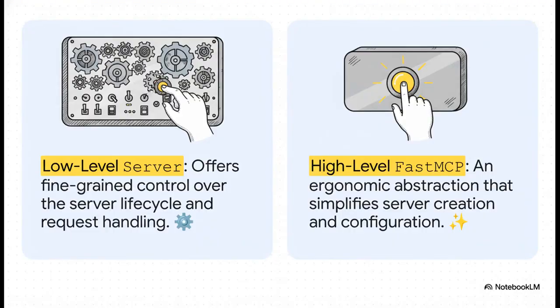So, when you're building a server, you basically have two paths you can take. There's the low-level server class, which gives you really fine-grained control over every little detail. But for most cases, you'll likely want to use the high-level FastMCP class. It's a much simpler, more ergonomic abstraction that really speeds up development. You can find its code in src/model context protocol/fastmcp.